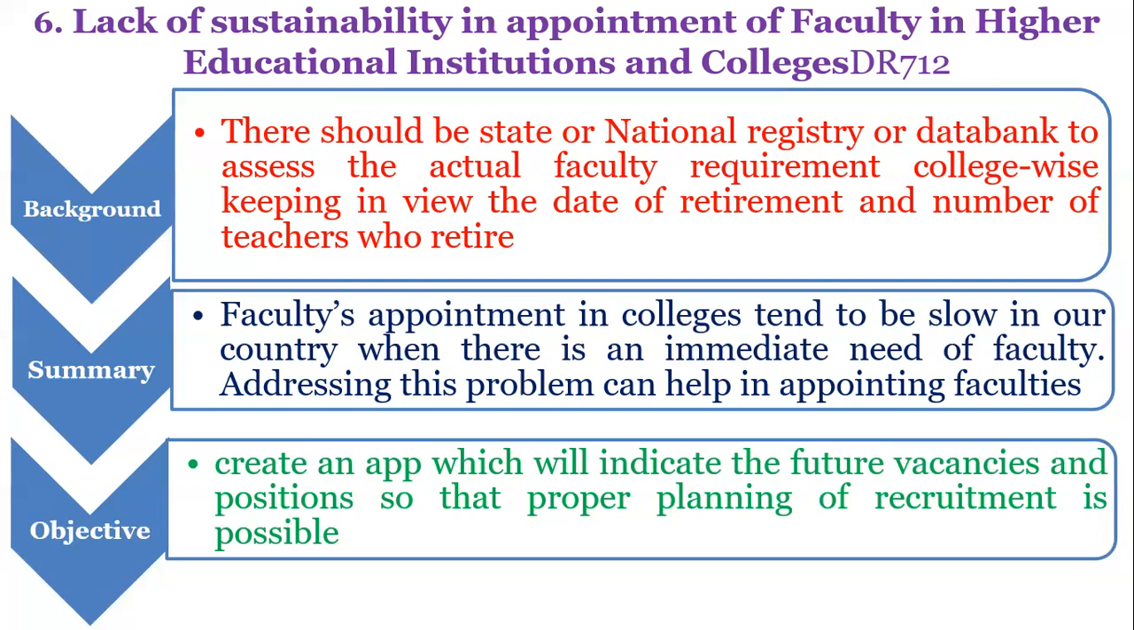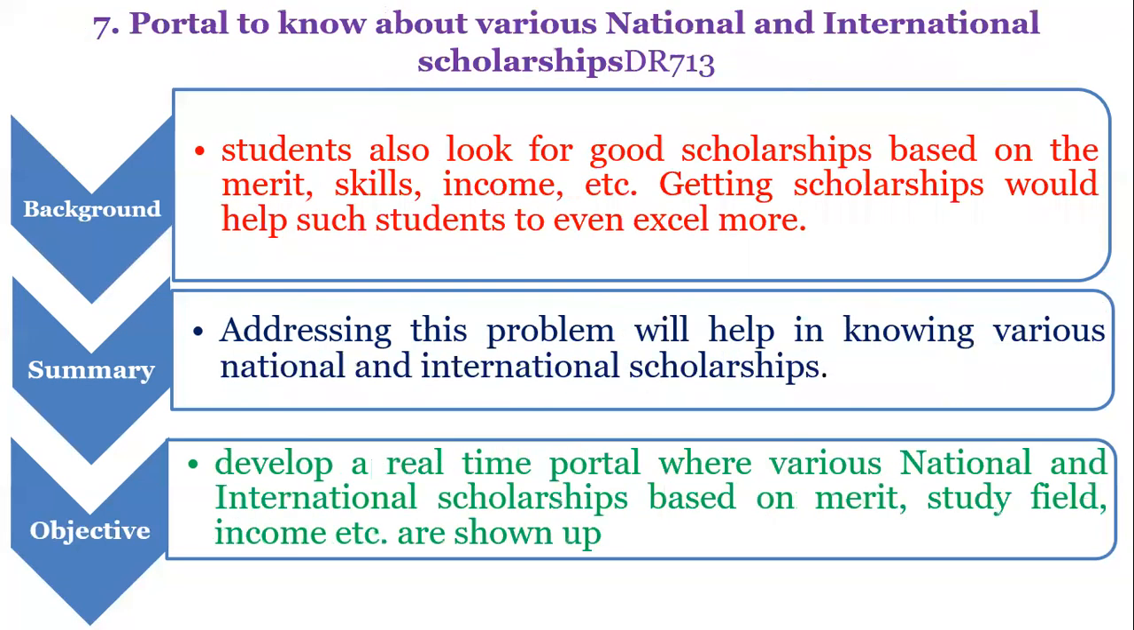All the data of faculty who are retiring or leaving the institute should be updated in the app, and simultaneously find faculty for that position who are ready to join. This would help decrease manual searching for faculty and automatically find and contact the faculty who are interested to join. And the seventh problem statement is developing a portal to know about various national and international scholarships.